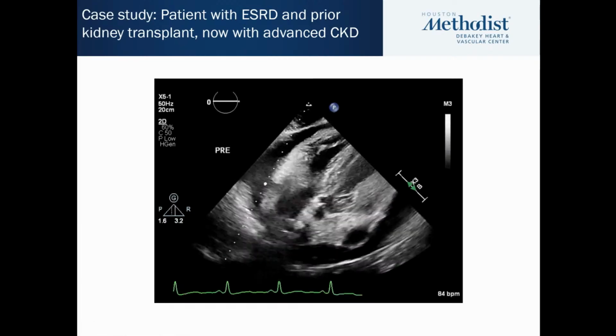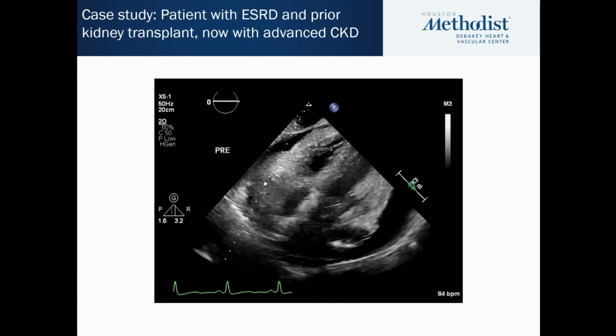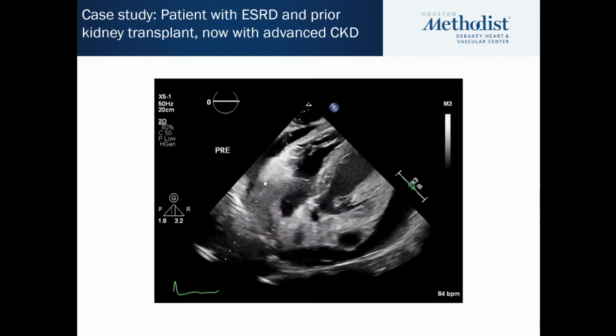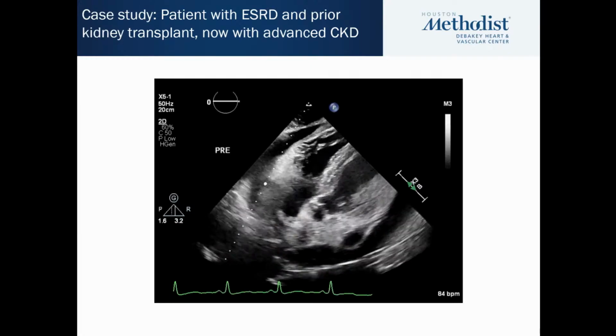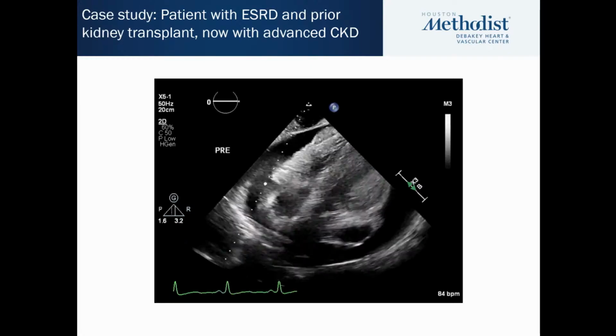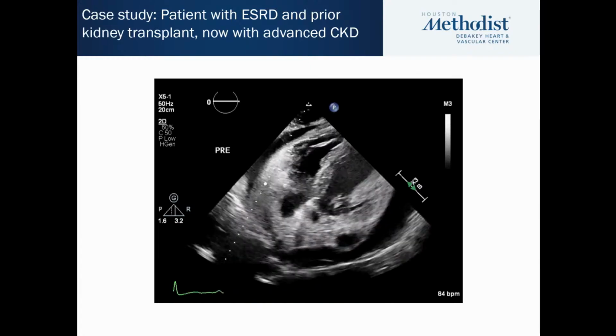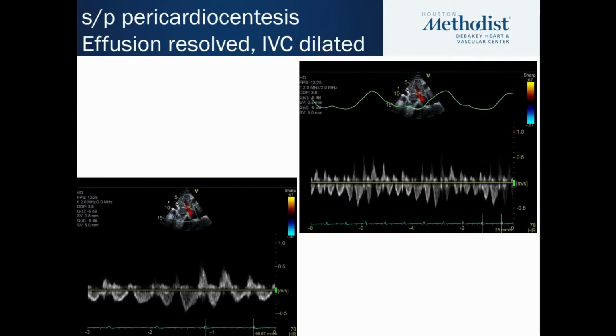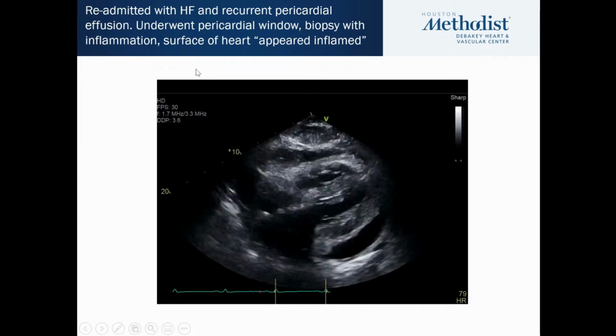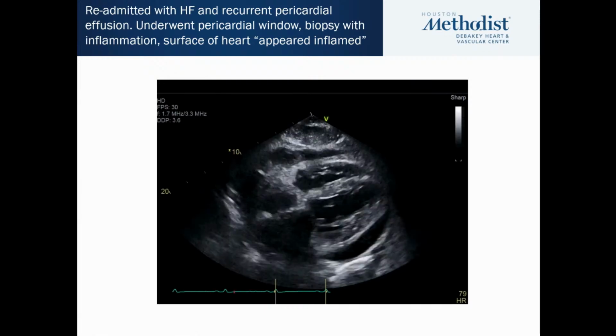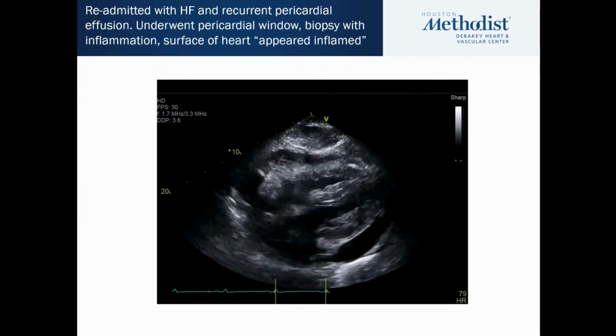Here's another example to highlight the effusive-constrictive pericarditis phenotype. Someone with end-stage renal disease and a prior kidney transplant now has failure of the transplanted kidney and has a large pericardial effusion. He gets the effusion drained, and notice that he has diastolic flow reversals and persistent dilation of the IVC, and essentially he has remaining features of constriction despite draining the effusion.